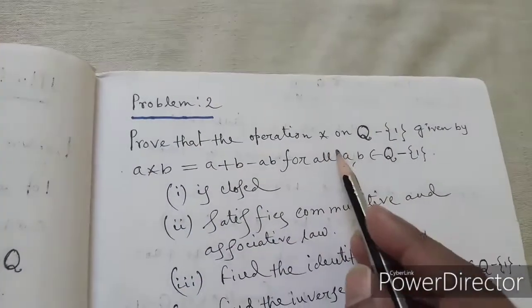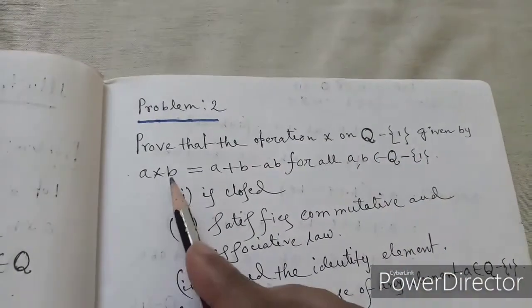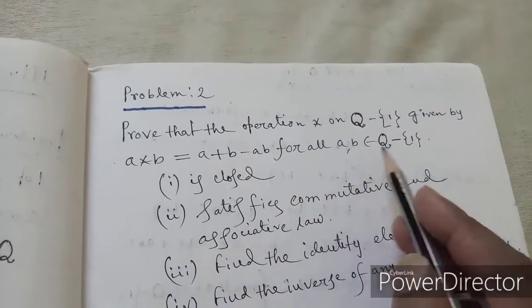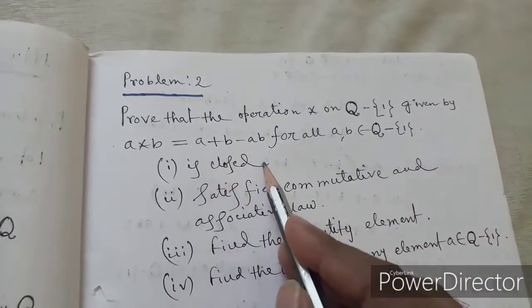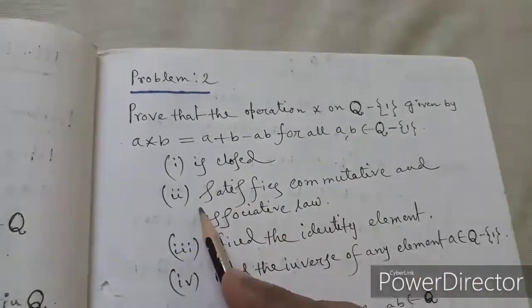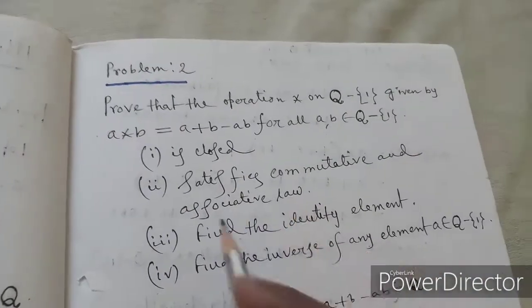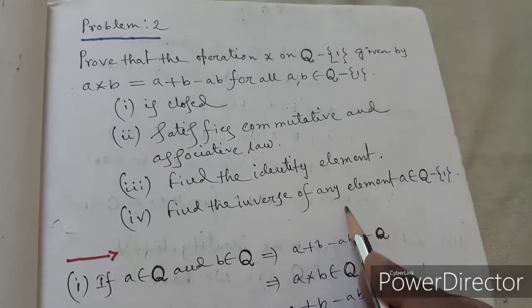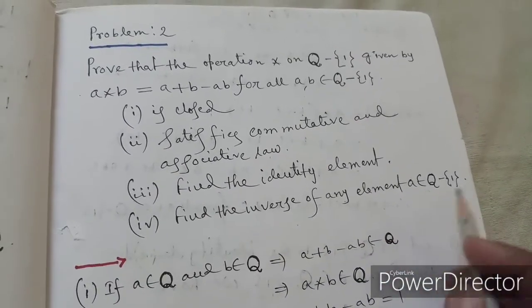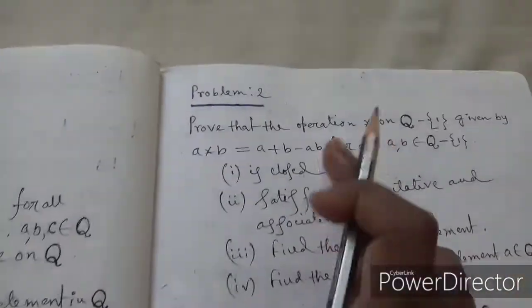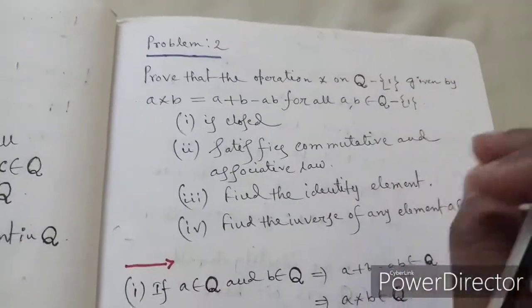Now problem number 2. Prove that the operation star on Q minus 1 given by A star B equals A plus B minus AB for all A, B belonging to Q minus 1 is closed. Closed means you have to prove that the operation is a binary operation. Number 2, it satisfies commutative and associative laws. Number 3, find the identity element. And number 4, find the inverse of any element A belonging to Q minus 1. So this problem number 2 is very much important for your examination.